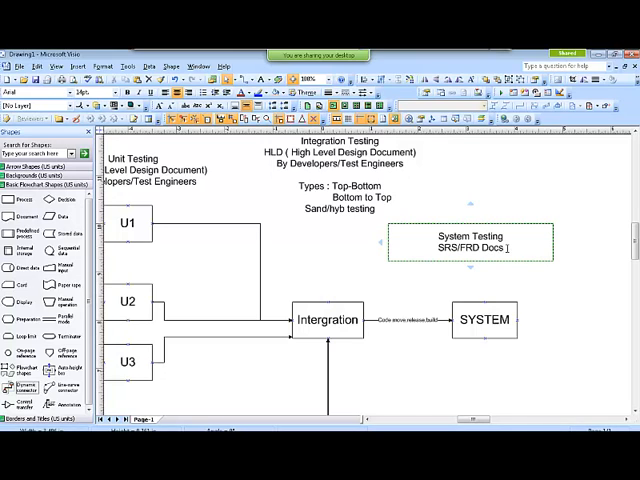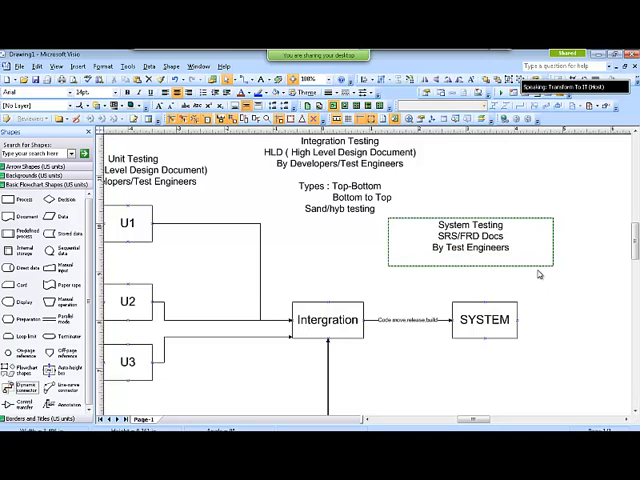Right. Who is going to conduct this testing? By test engineers, not developers. Is everyone clear? So the system testing is conducted by the test engineers based on your SRS and FRD document. They will prepare their test cases and they will start executing. Is everyone clear so far?